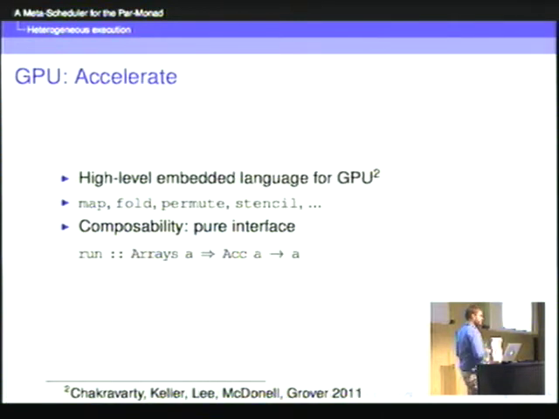For GPU programming, we have Accelerate, an embedded domain-specific language, with all the higher-order functions that we as functional programmers use and love every day. Our maps, folds, reduces, and so on. We can run these Accelerate computations, just like the par monad, in the middle of a pure computation, and get back our pure result.